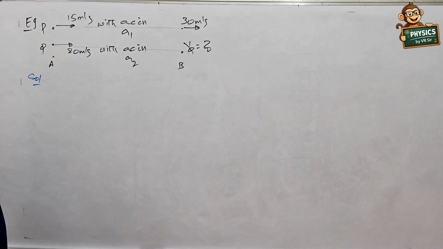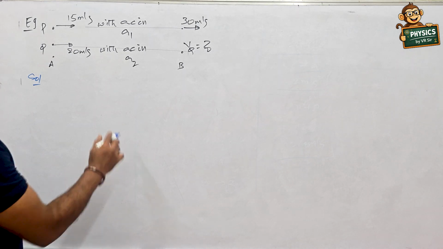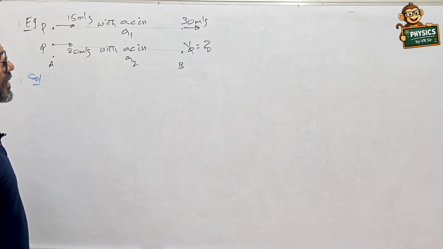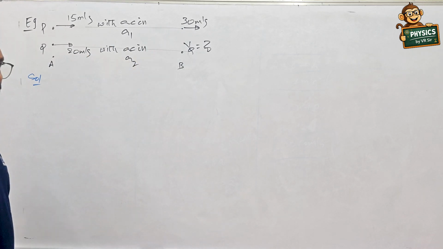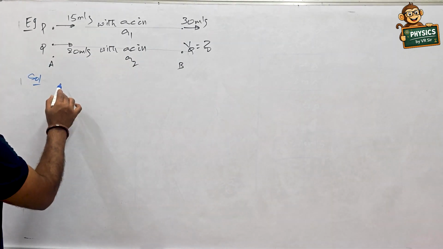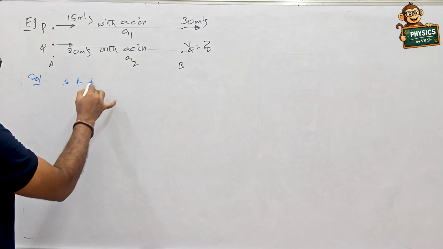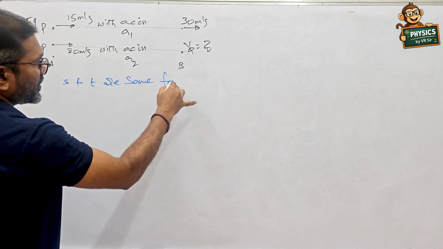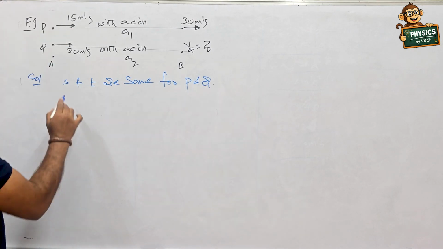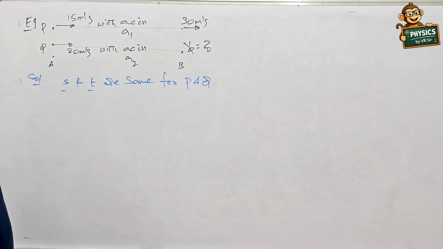What is common for both the particles? The distance they move is the same, and the time they spend is also the same. So S and T are the same for P and Q. Now displacement and time are the same, isn't it? Now how do you write?